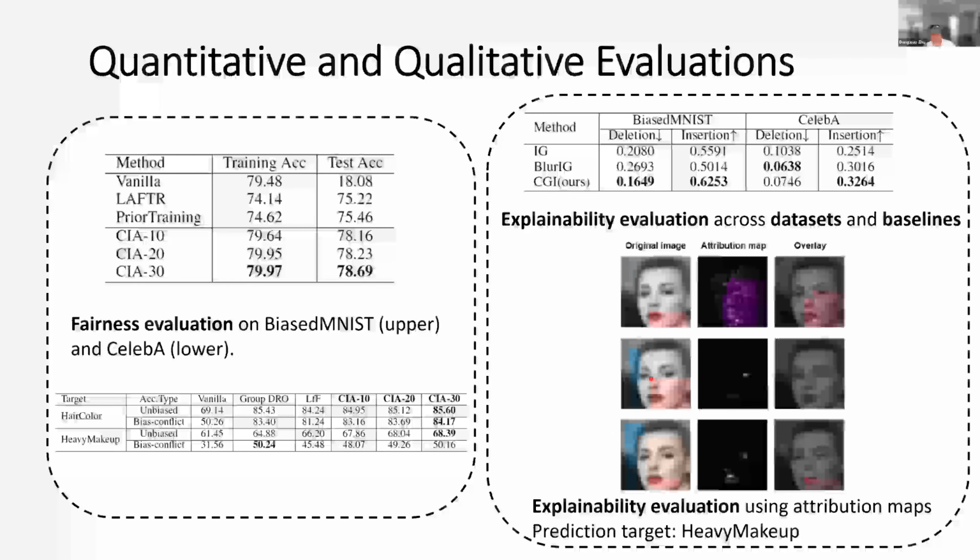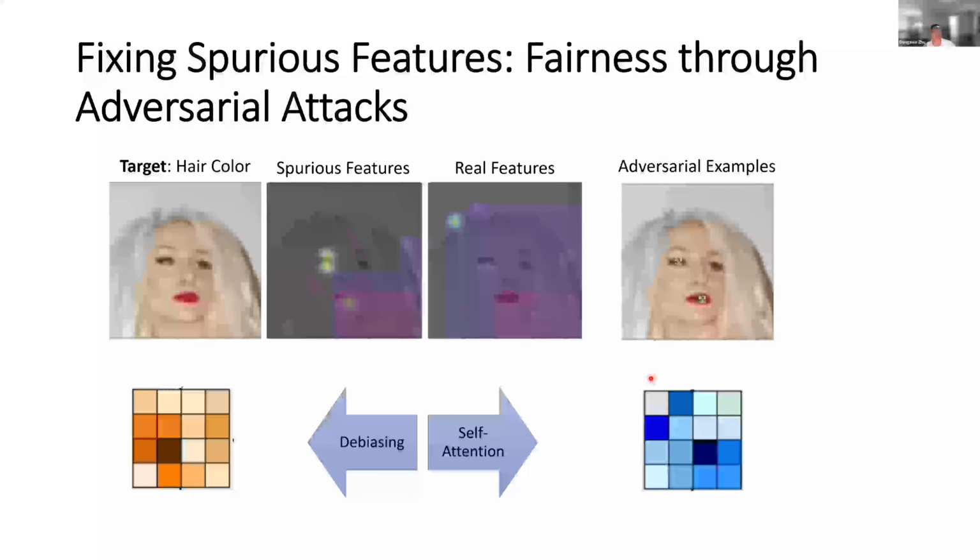Another way is, instead of making an additional synthetic dataset, if we already have tons of real data, we don't need to add additional synthetic data. We can also try to mitigate the spurious features using adversarial attacks. Here's the case. For example, the target is the hair color and the input is the image. By using explanation techniques, we can find the features, so we know what are real features and what are spurious features.